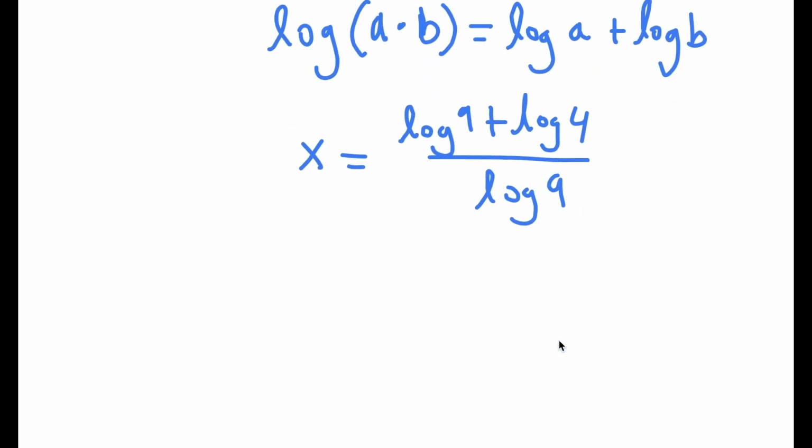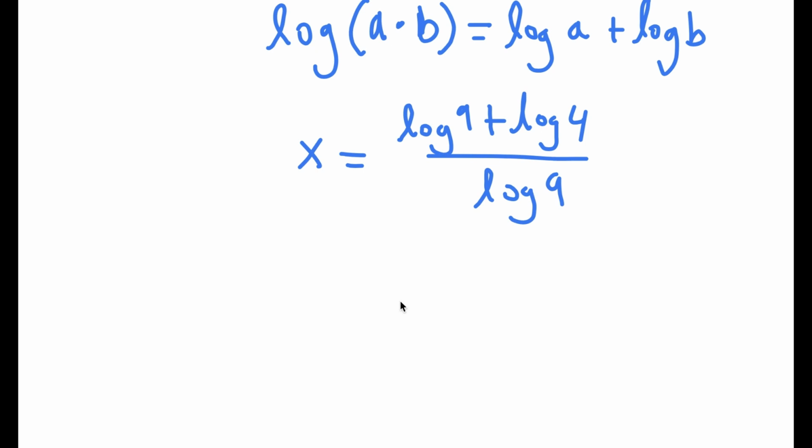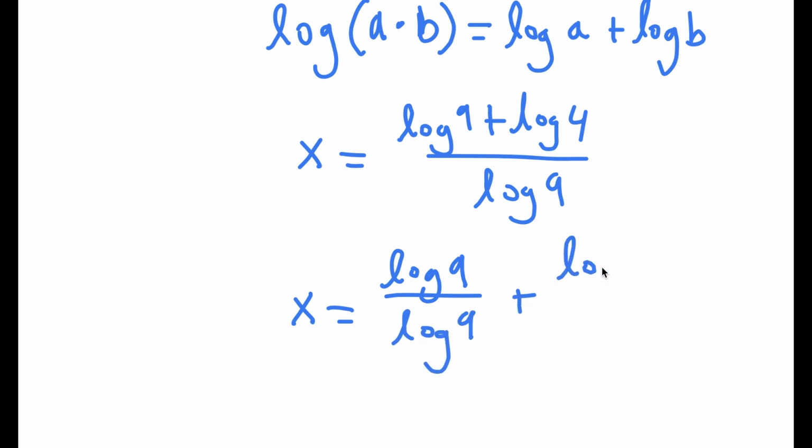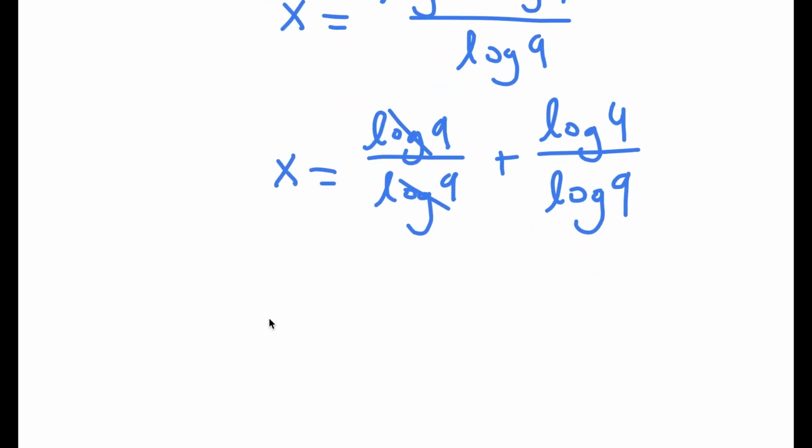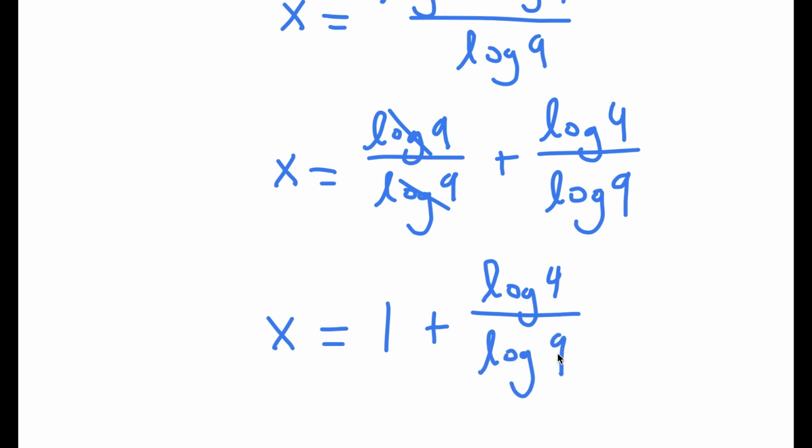So now this is the same thing as log 9 over log 9 plus log 4 over log 9. Now log 9 and log 9, these two obviously cancel out. So now I get x is equal to 1 plus log 4 over log 9.